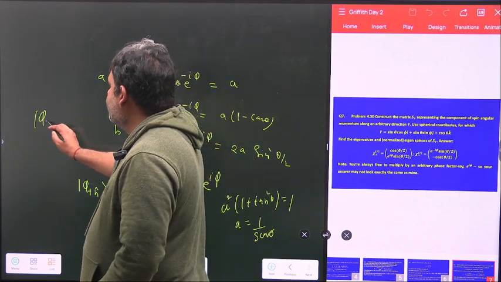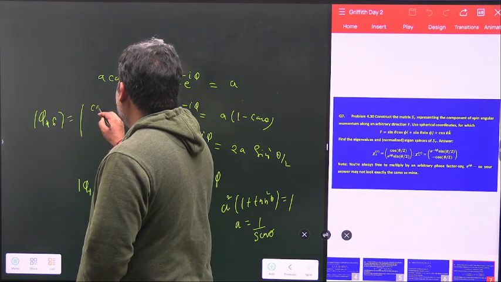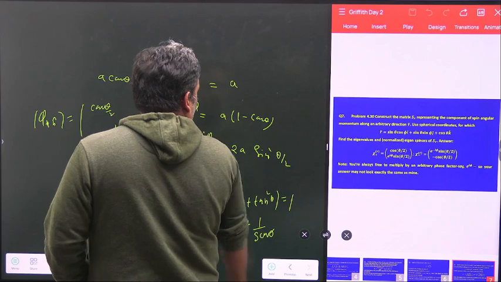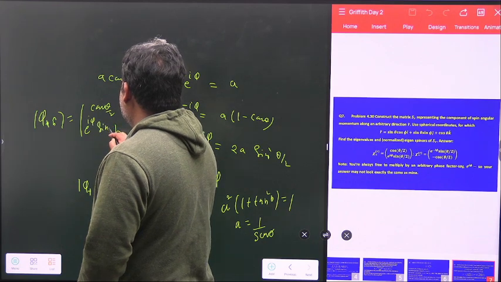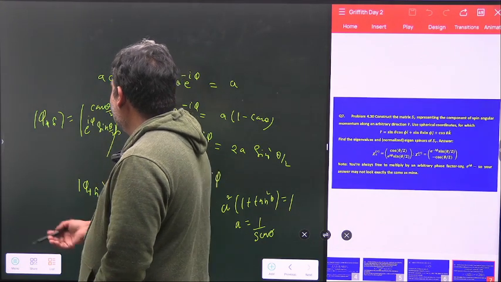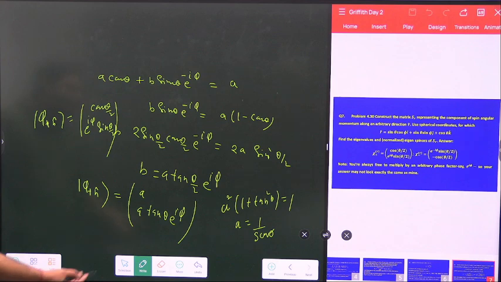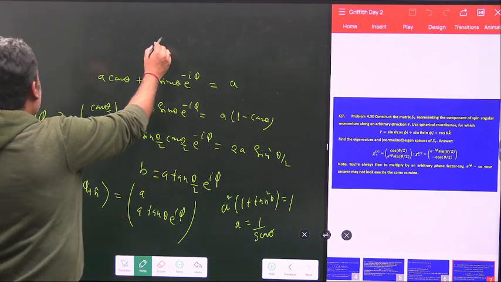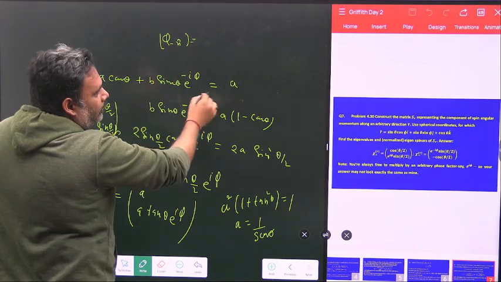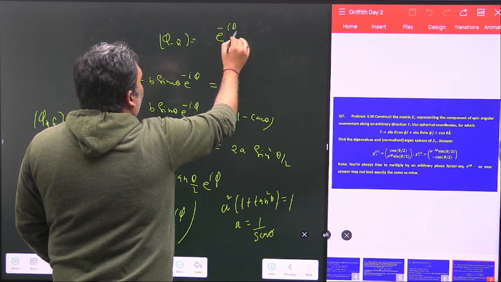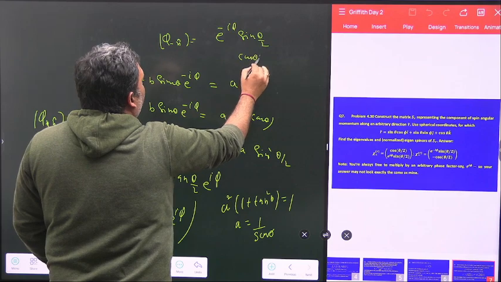So phi plus n cap is equal to, what is this, cos theta by 2, and you have e to the power i phi sin theta by 2. Similarly दूसरे का भी निकल जाएगा, आपका निकल जाएगा ये. So you can just calculate it. So I am just writing the answer. So you have phi minus n cap direction is equal to e to the power minus i phi sin theta by 2 and cos theta by 2.